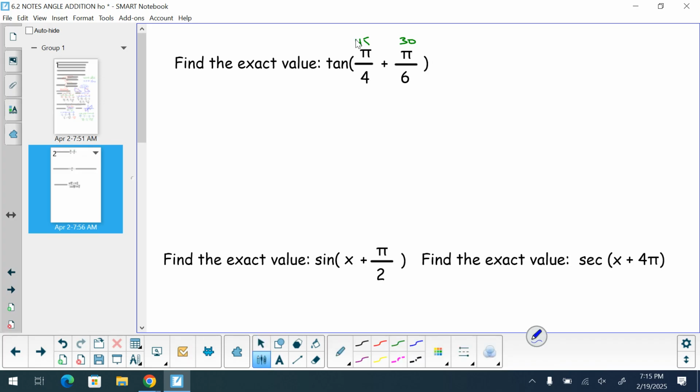Expand out tangent of A plus B. Once again, you have tangent on top, being either added or subtracted, and we keep the sign the same. On the bottom, they're multiplied together, and we change the sign. So we have tangent A plus tangent of B, keeping my sign as plus to plus. On the bottom we have 1 minus, we change our signs on the bottom, tangent of A times the tangent of B.